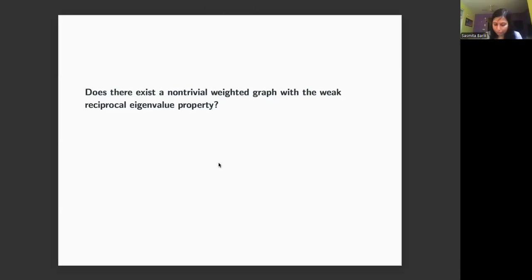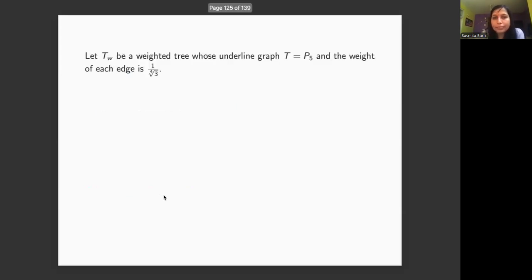So then we looked for whether, because there is no graph which is satisfying weak reciprocal eigenvalue property, we could look for, is there any weighted graph with the weak reciprocal eigenvalue property? Okay, so we constructed weighted graphs by putting edge weights. So you can take positive weights.